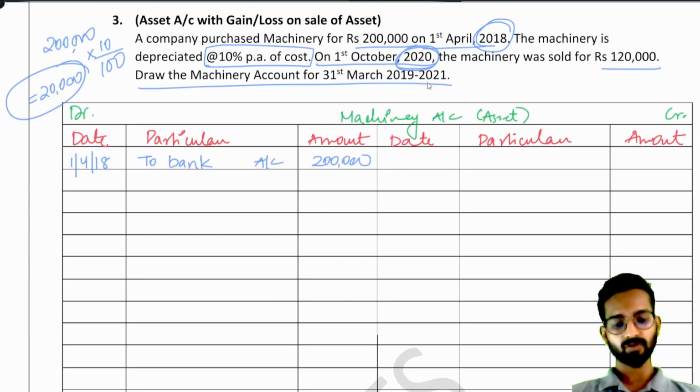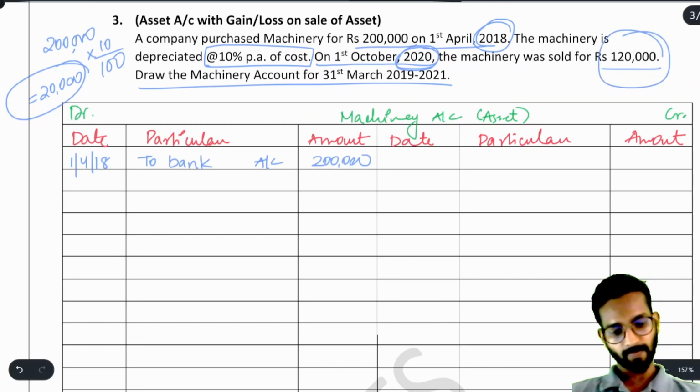Draw the machine account. So first we have to charge the depreciation for 2 years. We have to reach till 1st October. Then only we will be finding the value of my asset. Why are we supposed to find the value of the asset? Only then we will know whether I am selling the machine at a higher price or lower price. Okay. Now I will write here.